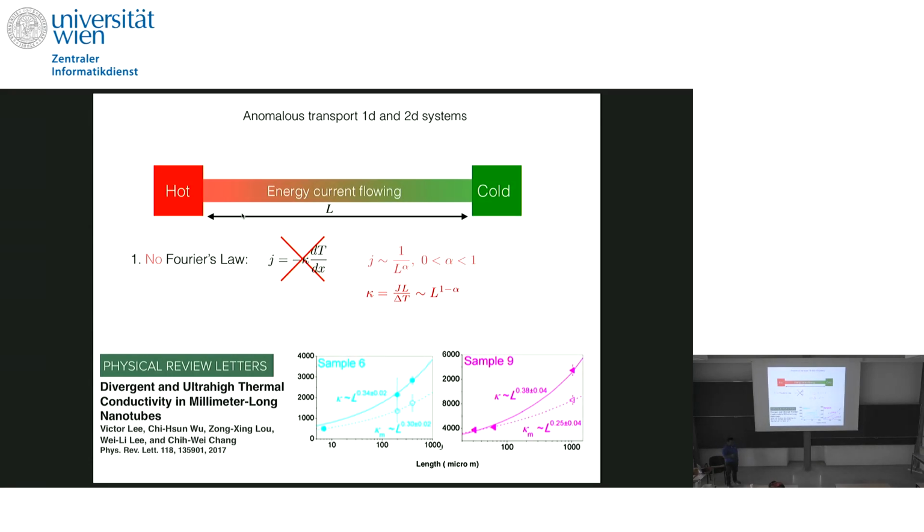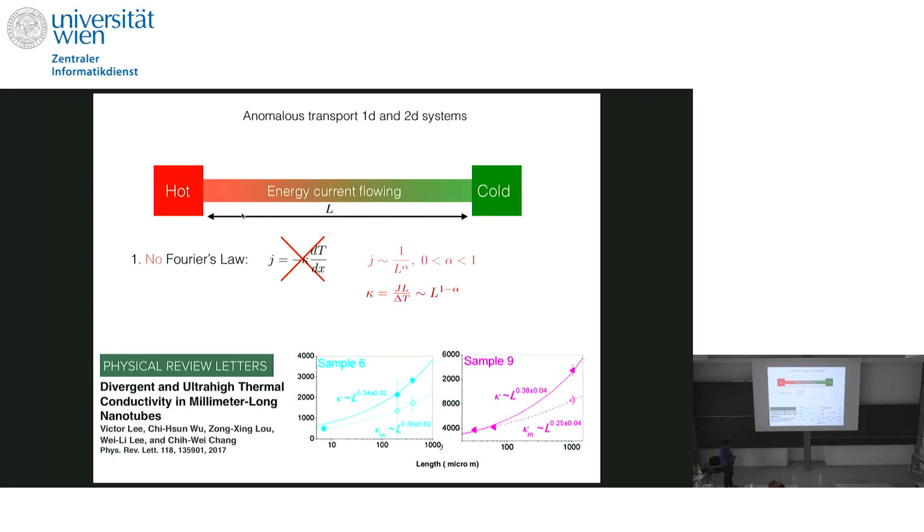in low dimensional systems, like one-dimensional or two-dimensional systems. This means the magnitude of the current doesn't decay as 1 over L, but as 1 over L to the power alpha, where alpha is between 0 and 1. If you define thermal conductivity as in Fourier's law, then the thermal conductivity diverges because alpha is between 0 and 1. Such divergences have been observed experimentally in heat transport through millimeter long nanotubes in 2017. This behavior is called anomalous behavior, and it's called anomalous transport.